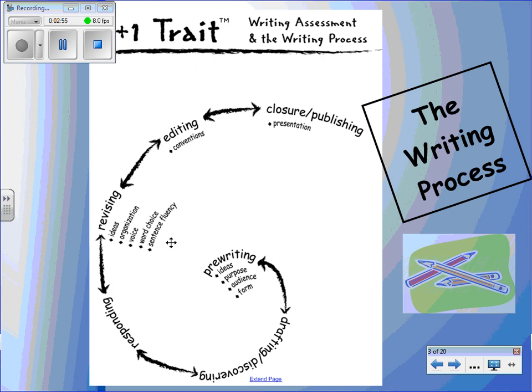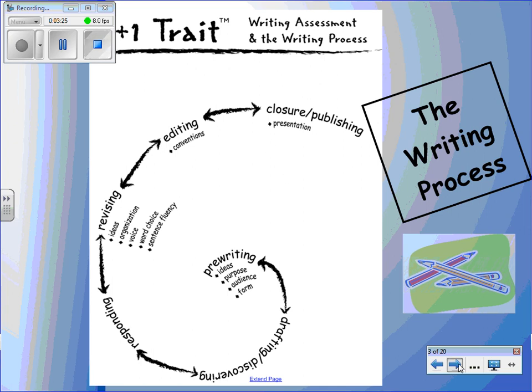After you're done with all of that, you move on to closure and publishing, and that's where you decide what kind of presentation you're going to give with your paper. Is it going to be an email format? Are you going to maybe bind your paper up and give it to me in some sort of folder? Publishing means who's going to see it. Is it just going to be Miss Cartledge, or all of your teachers, or your parents, or a businessman? So, this is the process.